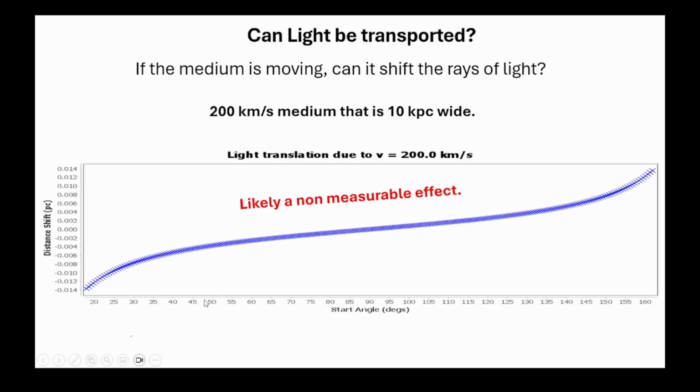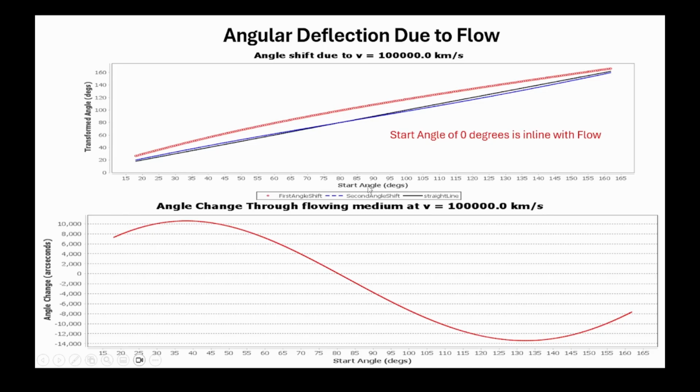Now, this is very small. We're talking fractions of a parsec, and if we're looking at something that's millions of parsecs away, this is going to be a very, very small angle that we'd be measuring. So it's not likely something that we're going to see in terms of distortions of just getting light transported through different mediums.